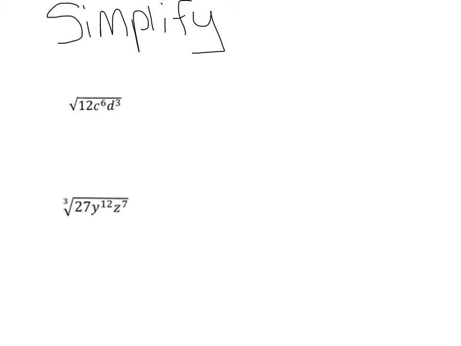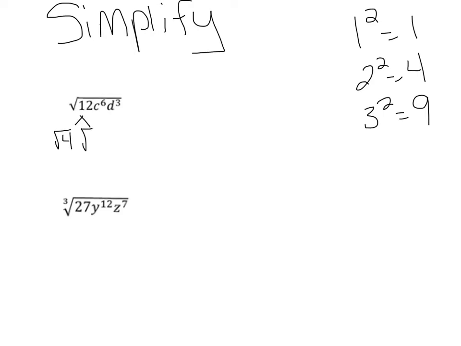Because if we look at it, we know 12 isn't a perfect square. So looking at our perfect squares, 1 squared is 1, 2 squared is 4, 3 squared is 9, and so on, we want to figure out which of these perfect squares goes into 12 evenly. Well, I know 12 can be broken down into the square root of 4 and the square root of 3. 4 is a perfect square, so we can take the square root of that, and we're left with 2 square root of 3. Now let's break apart the rest of it.